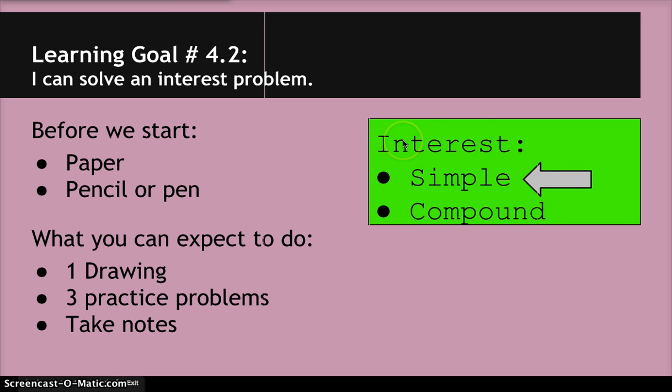As a side note, there are 2 types of interest. Simple and compound. We'll be talking about simple in this video.